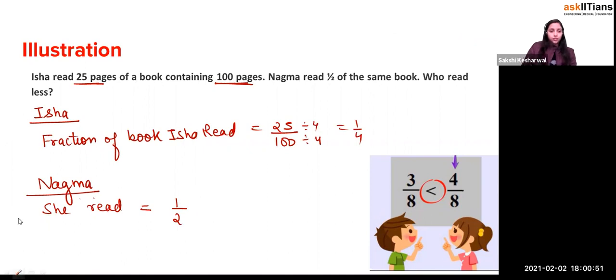So which one is greater? 1 by 2 is greater or 1 by 4 is greater? Let's do the shortcut method. This into this. So this will be 1 into 4, and this is 1 into 2, right? So 4 is greater than 2. So 4 is coming. Now 1 is coming in which numerator? This numerator. Okay, now both of them are 1 by 2 and 1 by 4. There is no need to do this even.